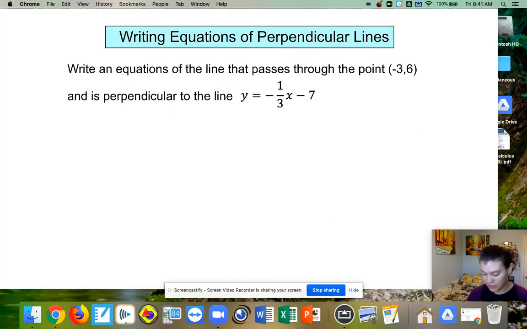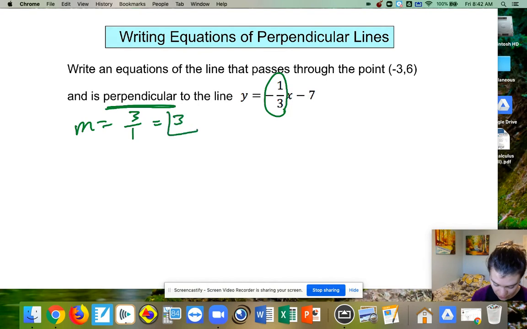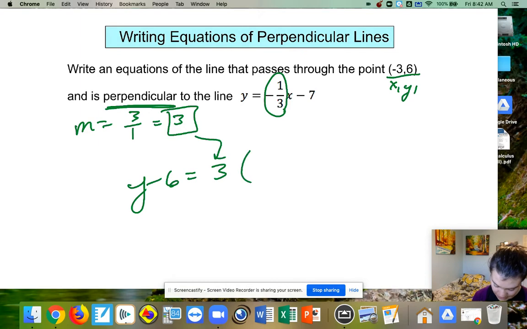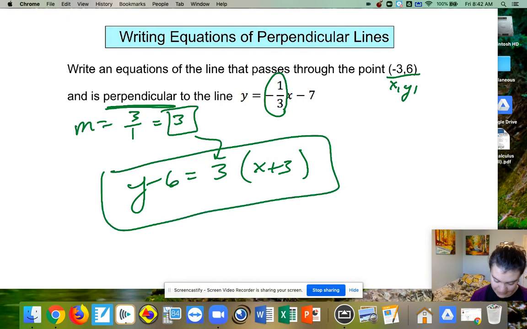Now we want to write the equations of perpendicular lines. So it's going to be similar to when we did with parallel, but we have to find a new slope. So this is our slope. We need to find the opposite reciprocal for our perpendicular. So we need to flip this, so we'd have 3/1, make it positive, and then simplify. So our slope is 3. We're still going through this point, x1, y1. So you'll have y minus 6 equals 3 times x plus 3. And since it doesn't say to simplify into slope-intercept, you can just leave it just like that.